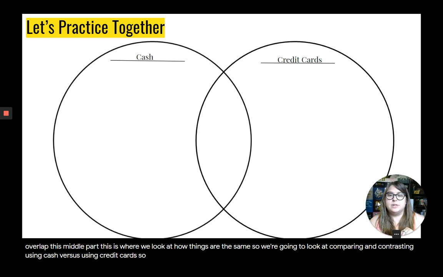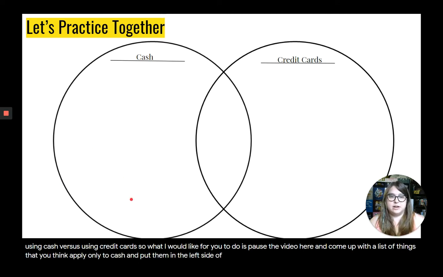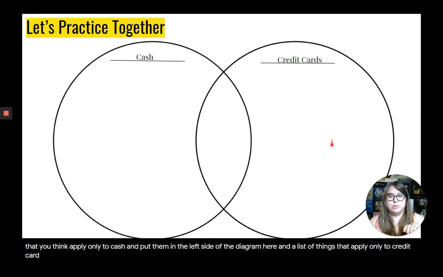So what I would like for you to do is pause the video here and come up with a list of things that you think apply only to cash, and put them in the left side of the diagram here, and a list of things that apply only to credit cards, and put them in the right side here. Anything that applies to both gets to go in this middle circle.